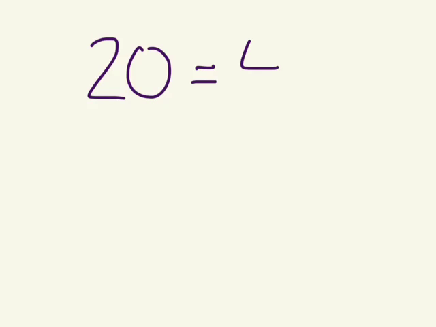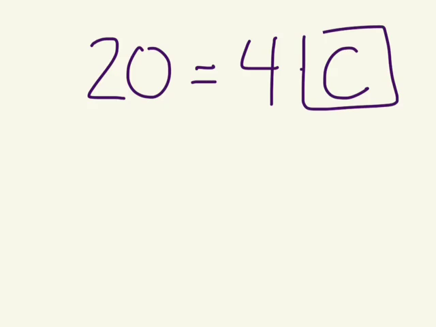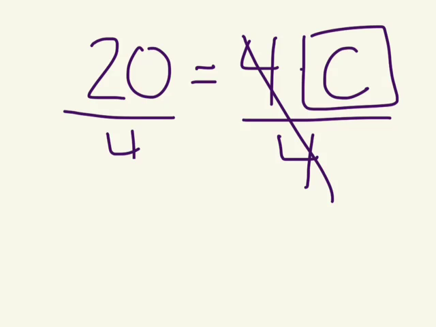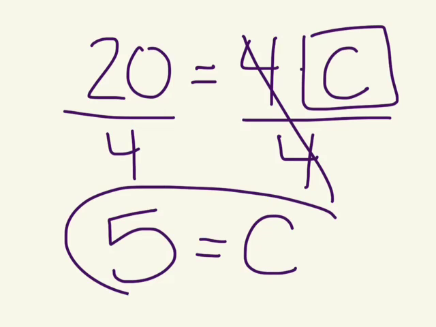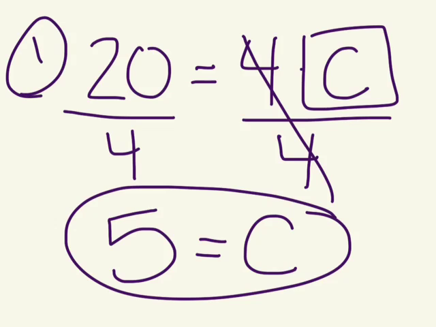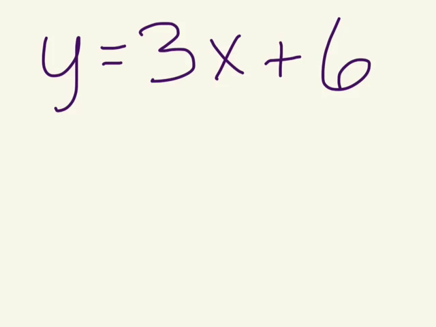So I know 20 equals 4 times something, this missing variable C. To find that something, I'm going to need to divide by 4, because that cancels out, makes 1. 20 divided by 4 is 5 equals C. So the value of C would be 5 in order to make that equation true. That was example 1. Now we'll do one more example, example 2. Example 2 is y equals 3x plus 6.